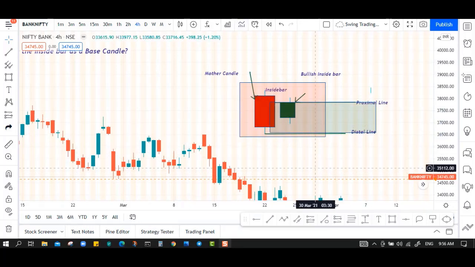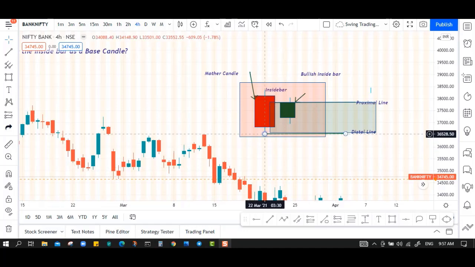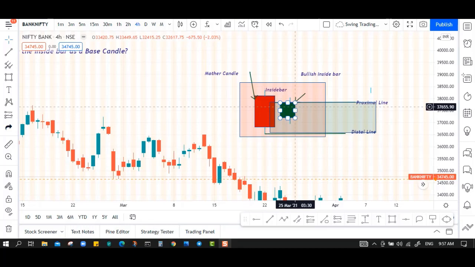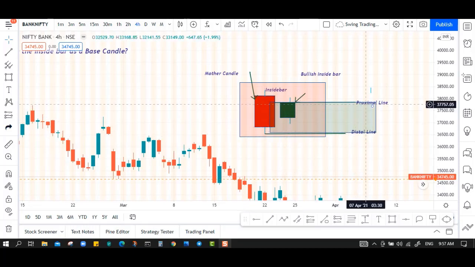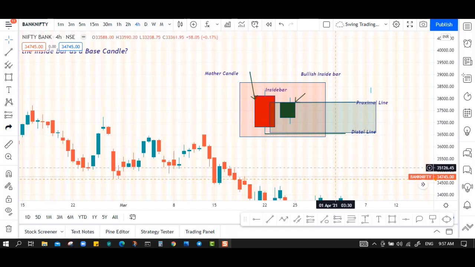So this is not complicated, right? All you have to do is identify the lower shadow of the mother candle and the close of the inside bar candle to get a correct demand zone. How do you get the demand zone? By drawing the proximal line and the distal line. Now let us find some real-time examples in the chart.